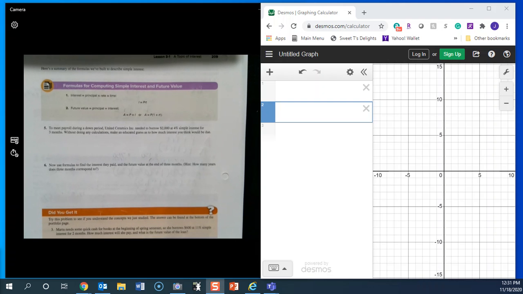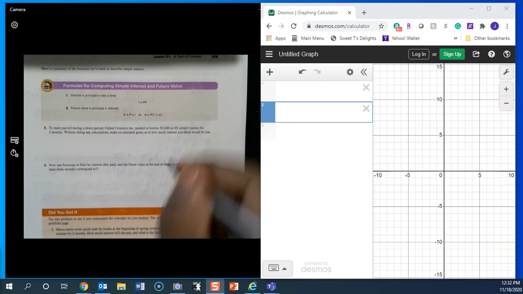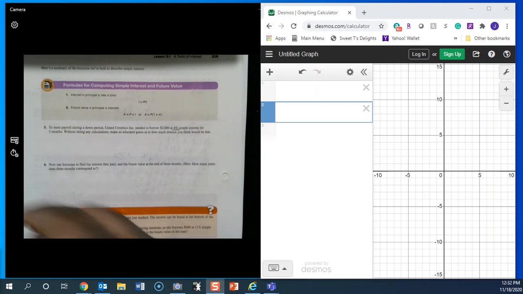Now, it says here for number 5, to meet payroll during a down period, United Ceramics Incorporated needed to borrow $2,000 at 4% simple interest for 3 months. Without doing any calculations, make an educated guess as to how much interest you think would be due. So if you look here, they did 4% and the interest for 3 months.